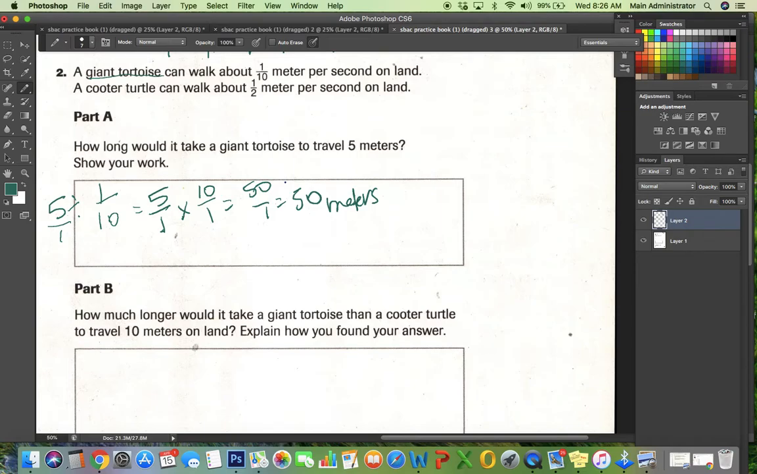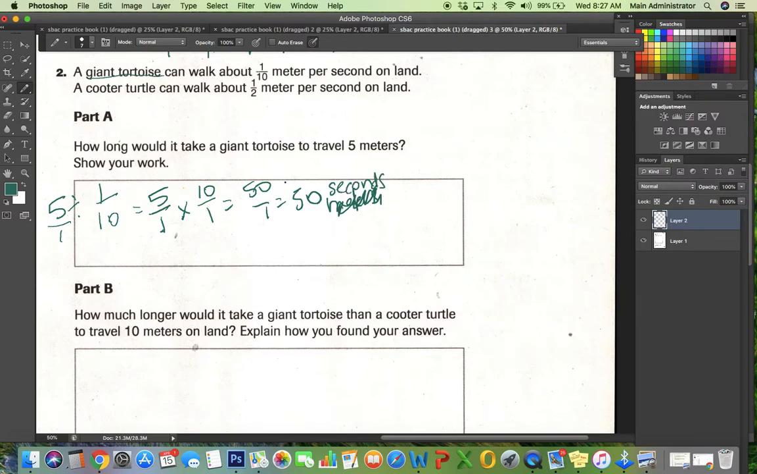How long? How long would it take a giant tortoise to travel 5 meters? If he travels 1/10 of a meter per second on land, how many 1/10ths of a meter are in 5 meters? There's 50. So I think it would take 50 seconds for him to travel that long.